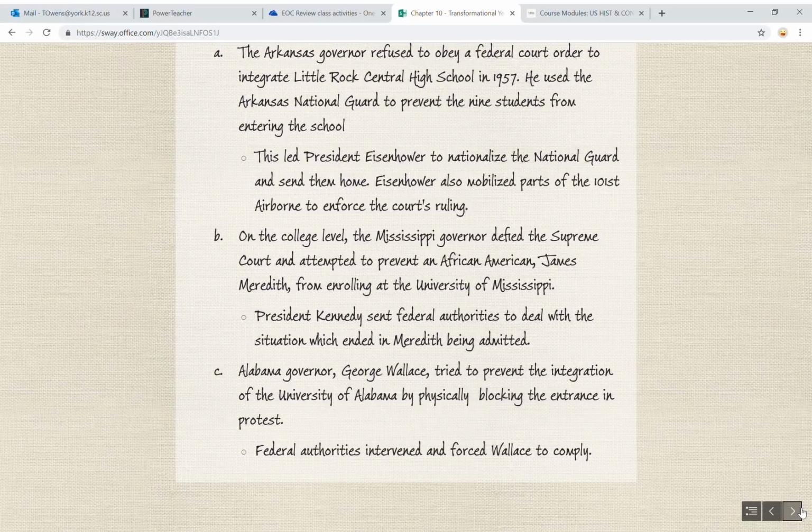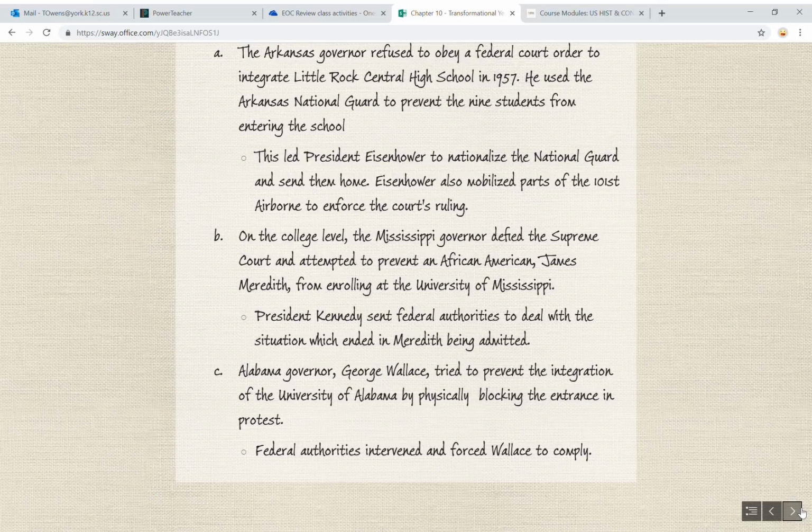On the college level, the Mississippi governor defied the Supreme Court and was going to try to prevent James Meredith from enrolling in the University of Mississippi. And again, President Kennedy is going to send federal authorities to deal with the situation, and Meredith is going to be admitted. And the final example is Alabama Governor George Wallace, and he's going to try to prevent the integration of the University of Alabama, but he's going to actually stand in the entrance himself to protest. And I believe his famous quote was, "segregation today, segregation tomorrow, and segregation forever." Federal authorities again intervened, and Wallace was forced to comply eventually.